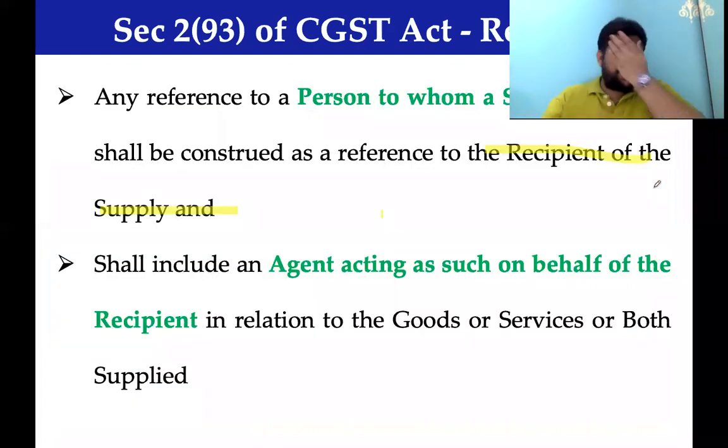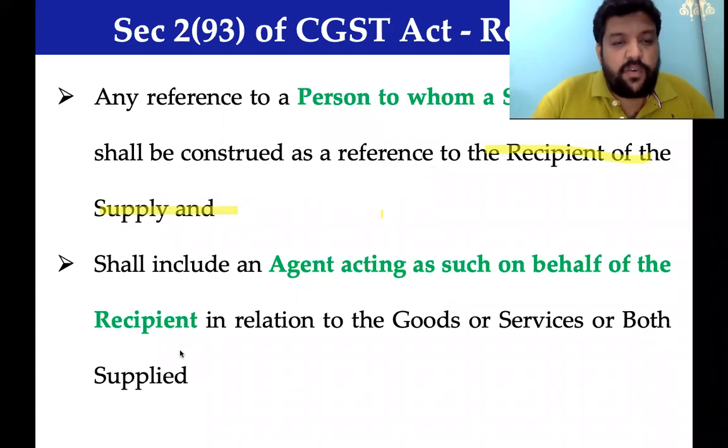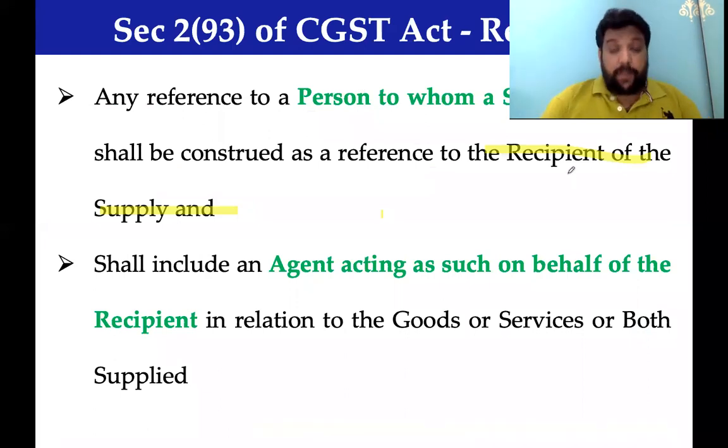In a transaction, you should be in a position to decide. When someone gives you certain facts, you should be in a position to decide who is a supplier and who is a recipient. Because sometimes the levy is on the supplier to pay tax, sometimes the levy is on the recipient to pay tax.